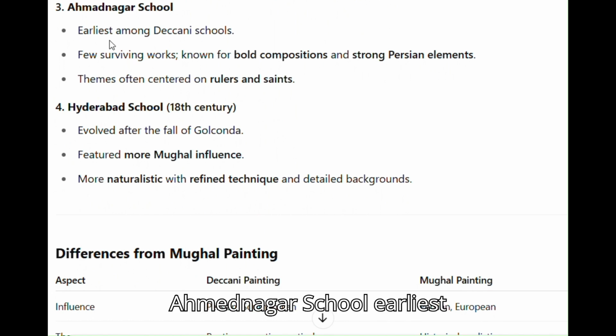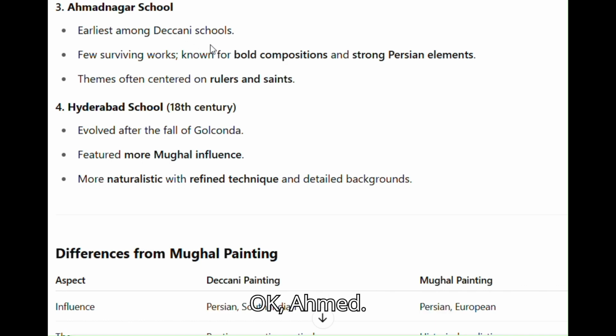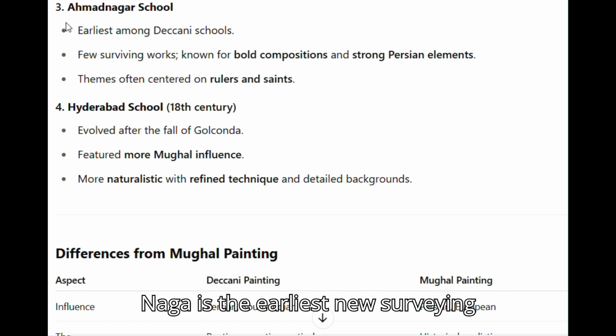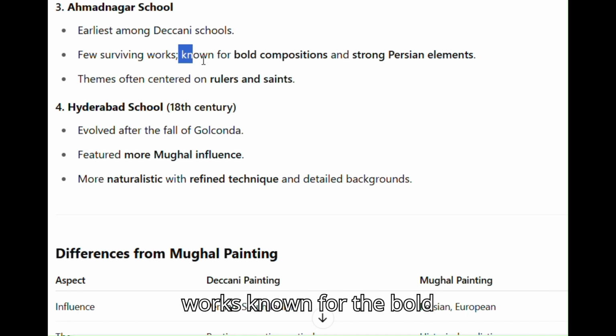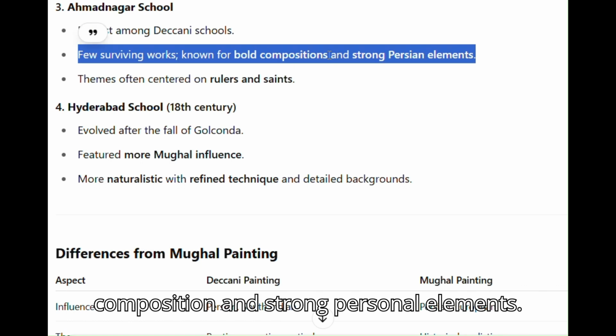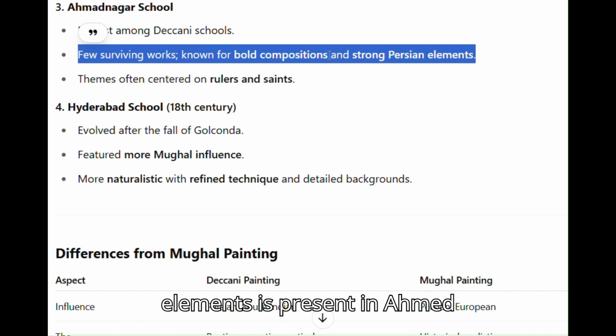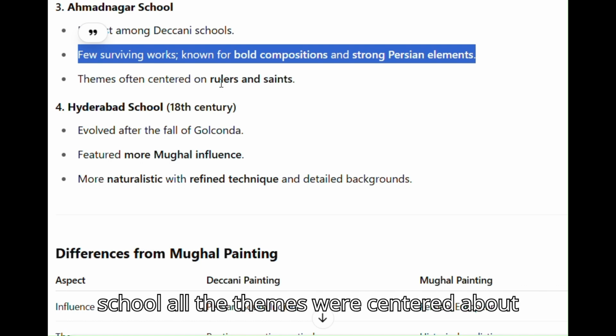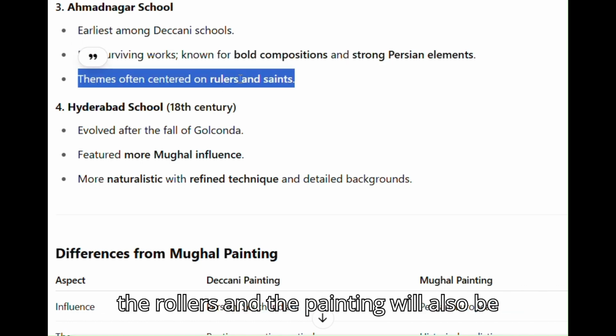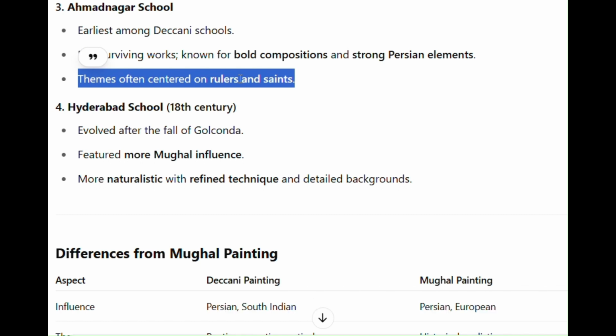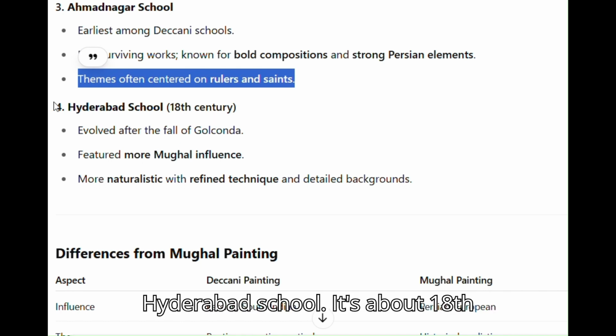Ahmadnagar school, the earliest among the Deccani schools. It's the earliest, okay? Ahmadnagar is the earliest. Few surviving works, known for the bold composition and strong Persian elements. Bold composition and strong Persian elements are present in Ahmadnagar. Themes are often centered on rulers and saints. So in the Ahmadnagar school, all the themes were centered on the rulers, and the paintings will also be centered on them.